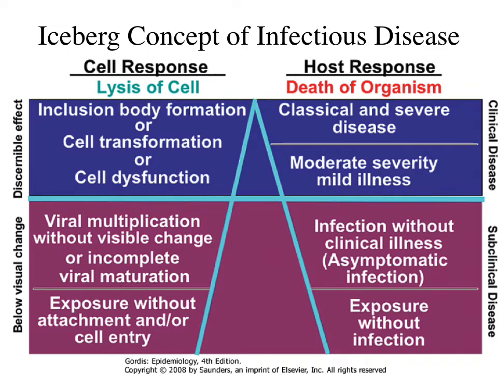This diagram illustrates the classic iceberg concept of infection, dividing the seen or discernible effects of a disease process from the effects that are unseen. We can look at this at the cellular level or from the host level. The disease process begins at a point of inoculation, reaching the prodromal or earliest onset of symptoms, and eventually becoming a full-blown observable clinical disease, where it reaches the tip of the iceberg.